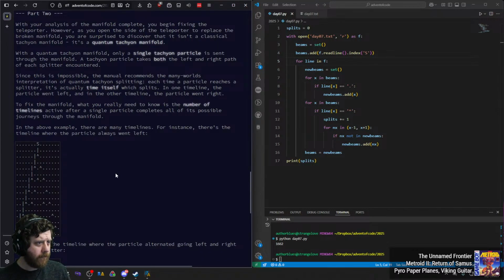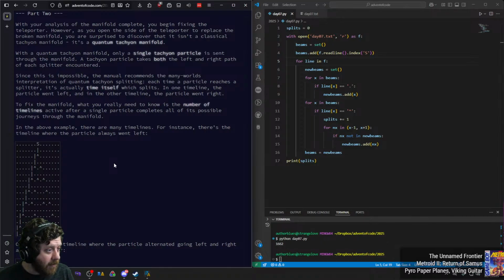Okay. With your analysis of the manifold complete, you begin fixing the teleporter. However, as you open the side of the teleporter to replace the broken manifold, you are surprised to discover that it isn't a classical tachyon manifold, it's a quantum tachyon manifold. With a quantum tachyon manifold, only a single tachyon particle is sent through the manifold. A tachyon particle takes both the left and the right path of each splitter encountered.